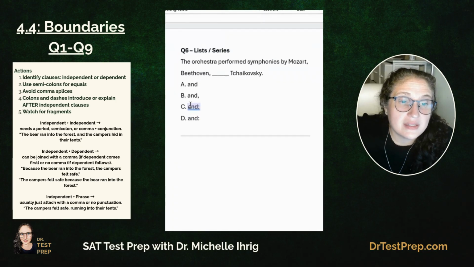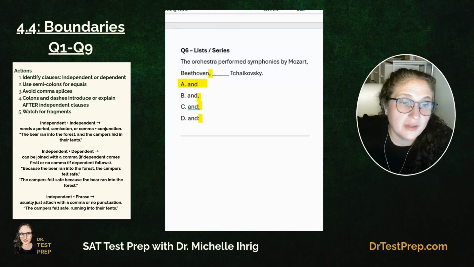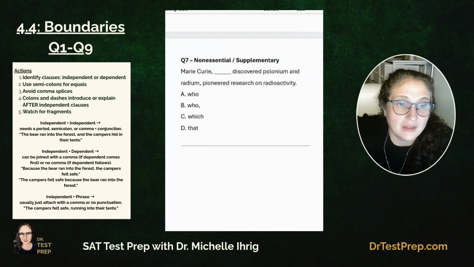All right, lists and series. Remember, with lists and series, we're always going to have a comma before the "and," but never after. So this is going to be letter A. This comma right here is sufficient. We would never have a comma after an "and" like that. Never, ever, ever.